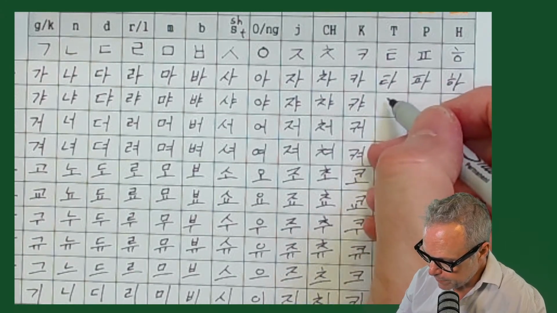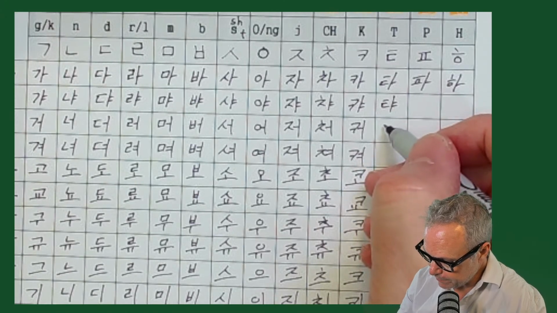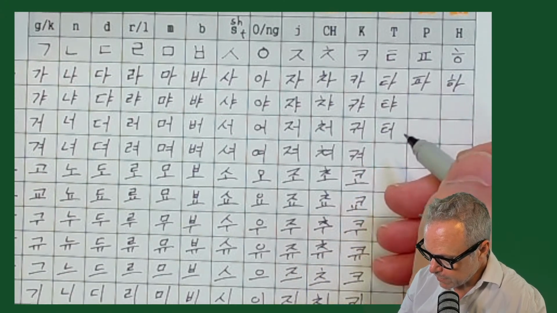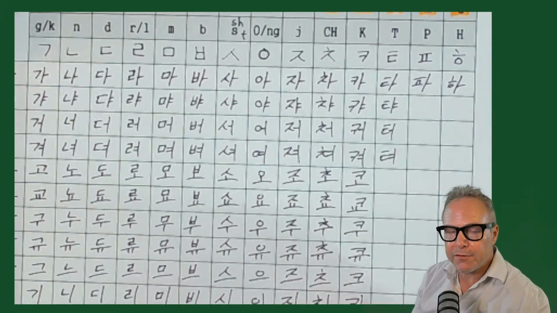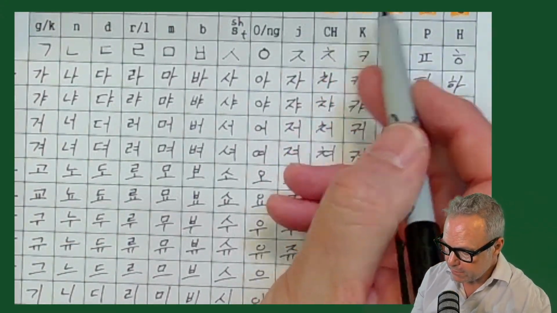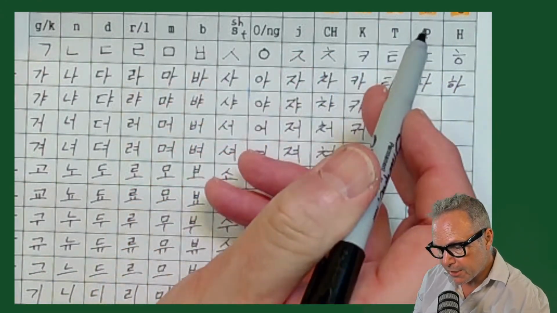Ta, tya, to, tyo. How many of you picked up on the pattern that exists between the non-aspirated and the aspirated consonants?